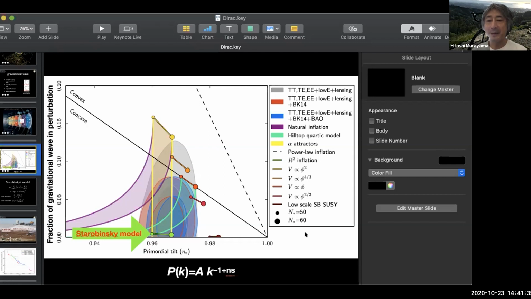Okay. All right, thank you. Okay, let's see. By the way, what is a timeline of the LiteBIRD experiment? The launch is towards the end of this decade. Okay. 27, 28.